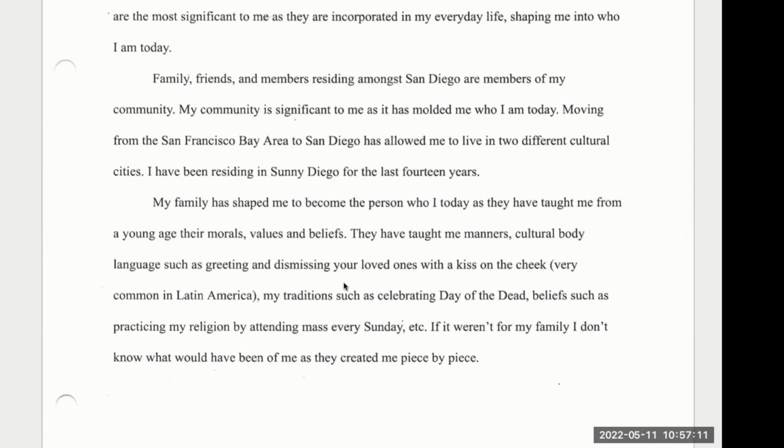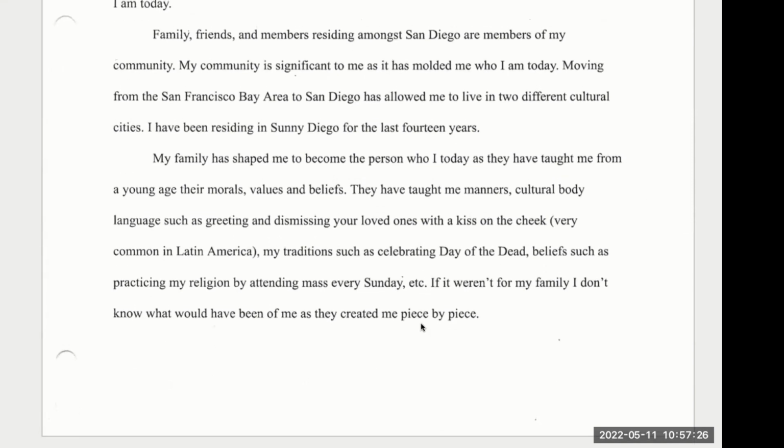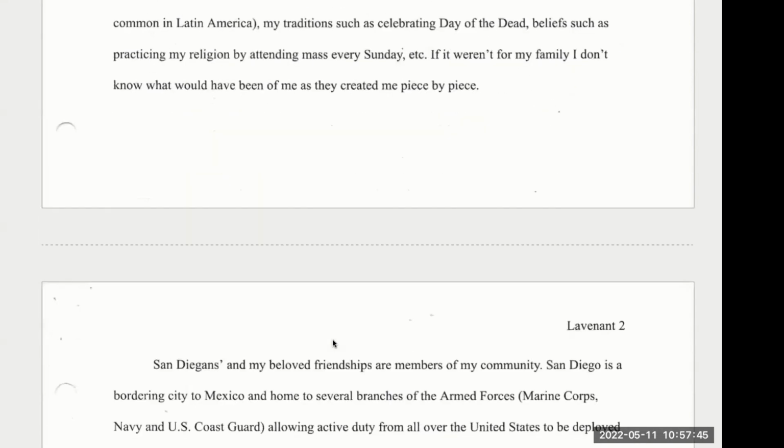They taught her manners, cultural body language, such as greeting and dismissing your loved ones with a kiss on the cheek, very cultural in lots of cultures, right? Celebrating Day of the Dead, she's obviously a Latina. Beliefs such as practicing religion by attending mass. If it weren't for my family, I don't know what would have become of me, as they created me piece by piece. So she's getting very personal, very narrative in sharing what values mean to her and some of the values and how they were transferred to her from her family.